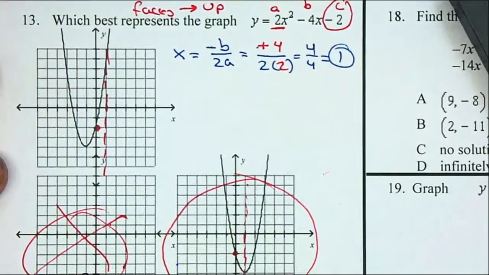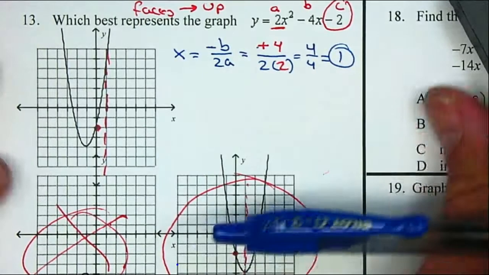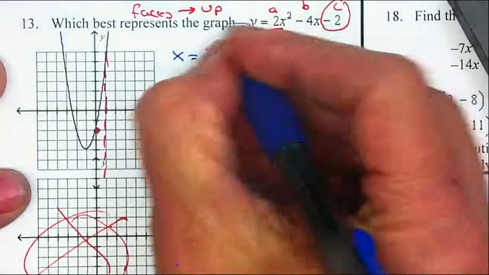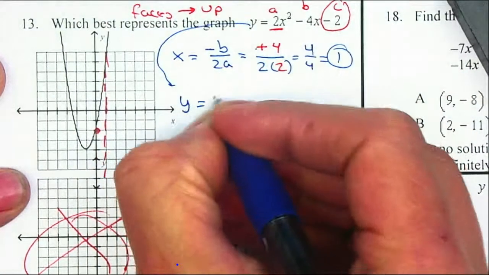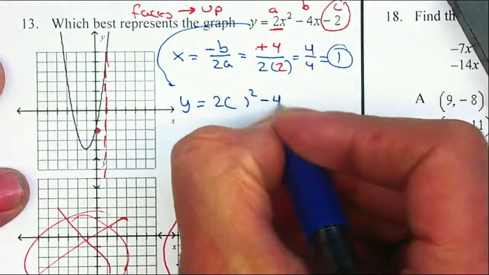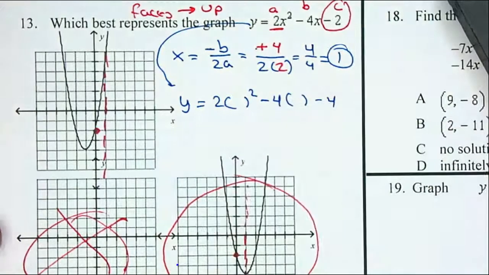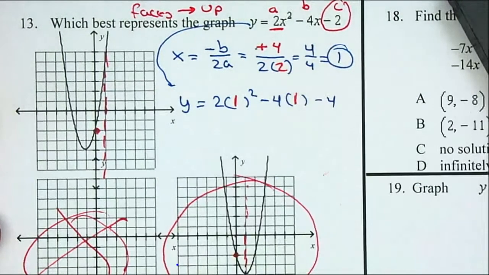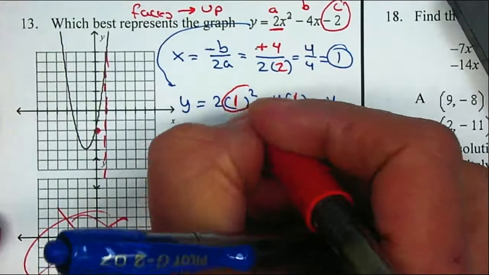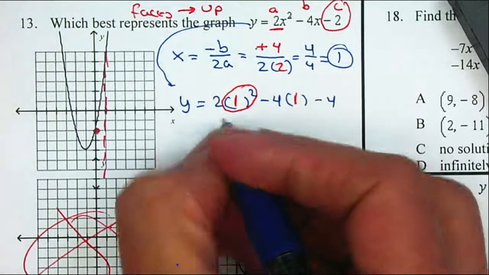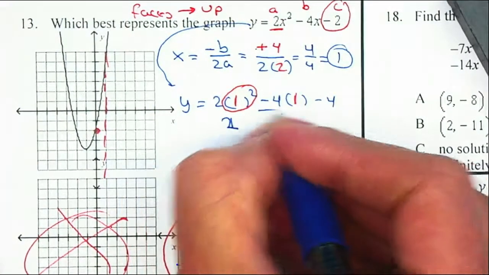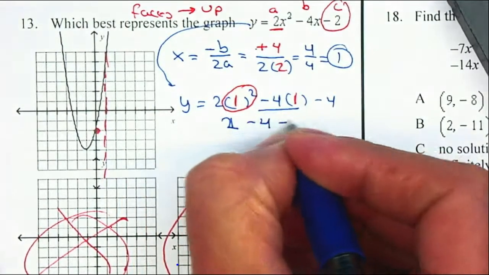But now, if I want to make sure, as you know, I want to find out the full vertex. To find the full vertex, I'm going to use this equation: y is equal to 2x squared minus 4x minus 4. But instead of x, it will be a 1. 1 squared, simplify this, that gives me a 1. Multiply by 2 gives me a 2. Multiply this out gives me a negative 4. Negative 4 comes down.